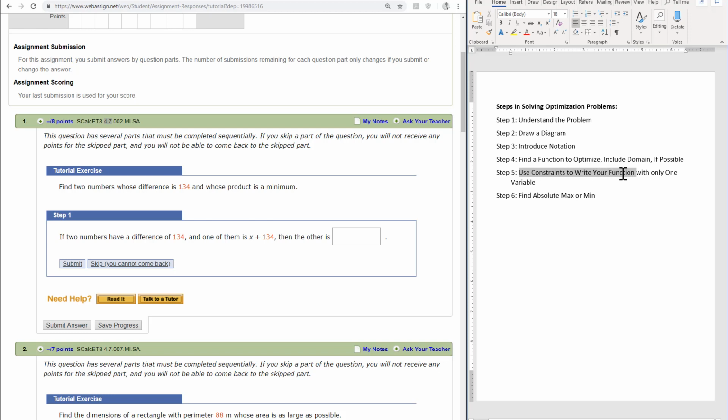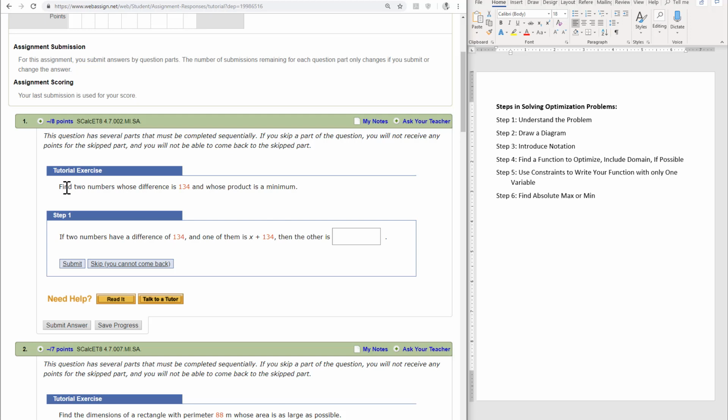You want to put these relationships together so that the function you're going to optimize is only a function of one variable. And then out of that, you can find your absolute max and min. And if you're including a domain, then a possibility for the max and min would be your endpoints.